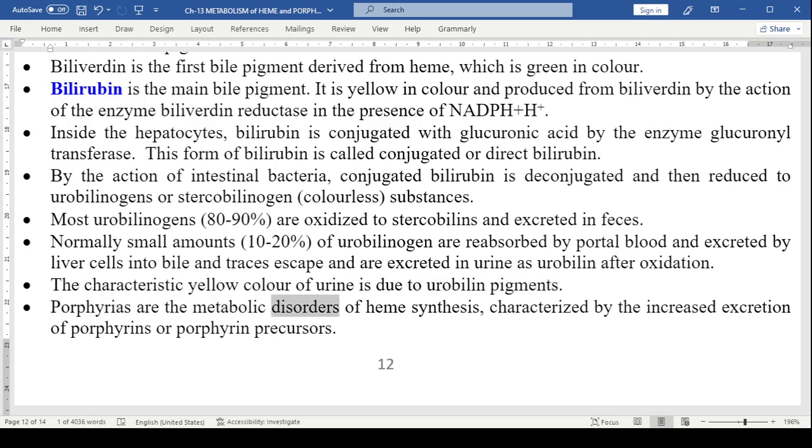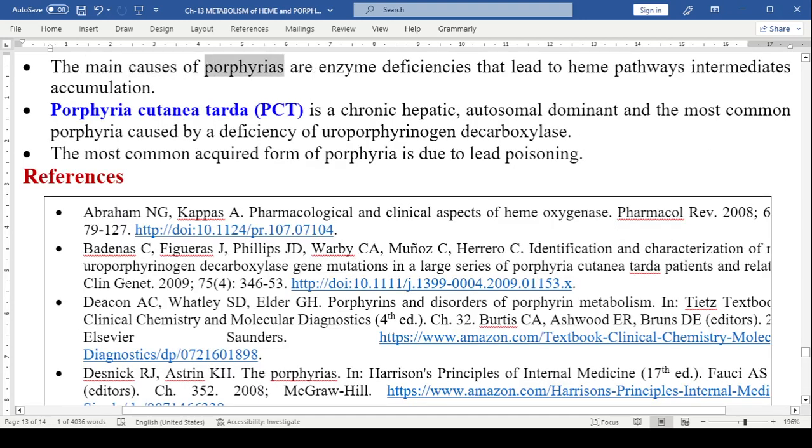Porphyrias are the metabolic disorders of heme synthesis, characterized by the increased excretion of porphyrins or porphyrin precursors. The main causes of porphyrias are enzyme deficiencies that lead to heme pathway intermediates accumulation. Porphyria cutanea tarda, PCT, is a chronic hepatic, autosomal dominant, and the most common porphyria caused by a deficiency of uroporphyrinogen decarboxylase. The most common acquired form of porphyria is due to lead poisoning.